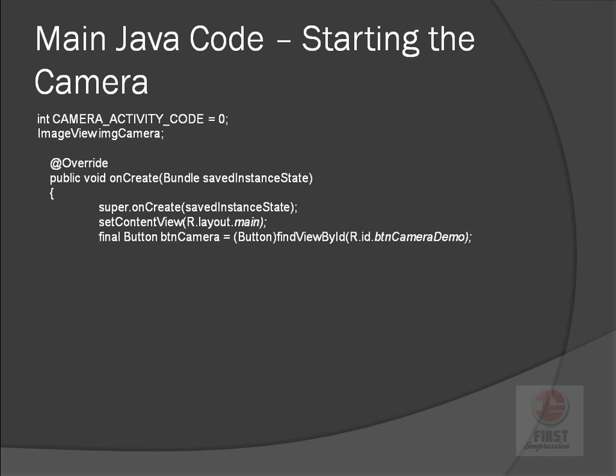Let's get the reference of the button and that of the image view. If you look at this carefully, the button has been defined inside the onCreate method, whereas the image view has been defined outside the onCreate method, because whenever the result is obtained from the camera application, that result has to be displayed inside the image view. That is why imgCamera will be used inside onCreate and inside onActivityResult as well. That is why we want to have the imgCamera variable as a global variable, not a local variable.